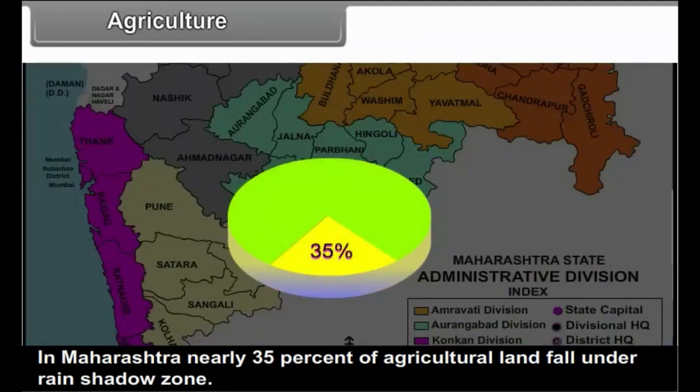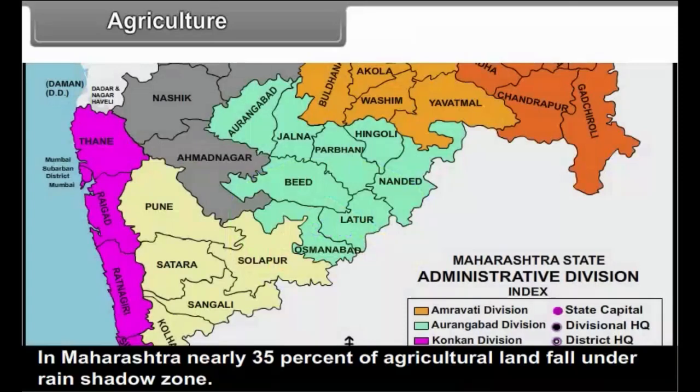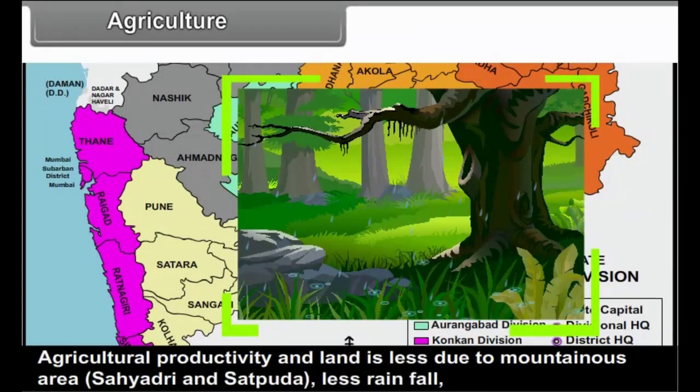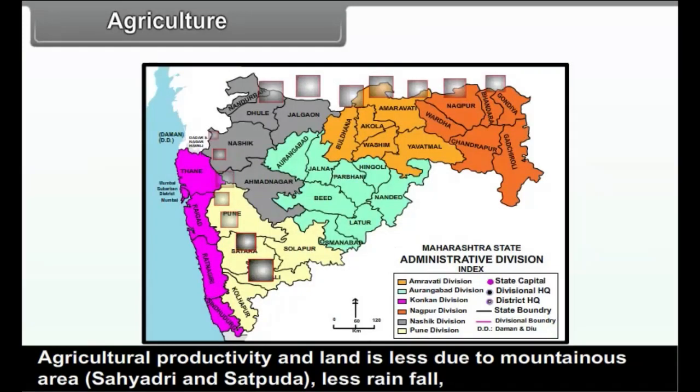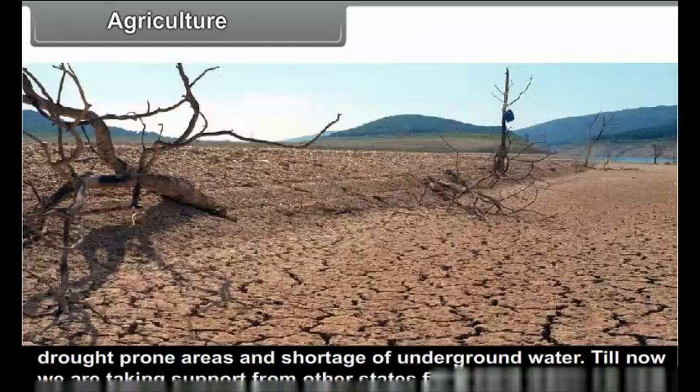In Maharashtra, nearly 35% of agricultural land falls under the rain shadow zone. Agricultural productivity of land is less due to mountainous areas, Sahyadri and Satpura, less rainfall, drought-prone areas and shortage of underground water. Till now, we are taking support from other states for food grains.